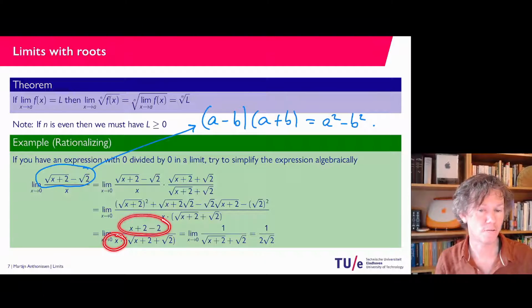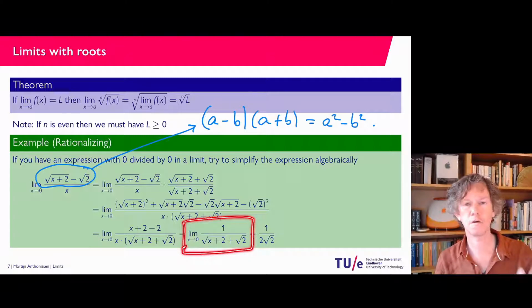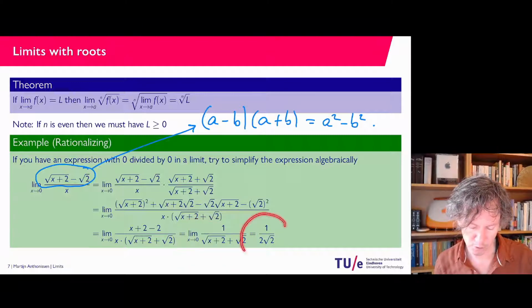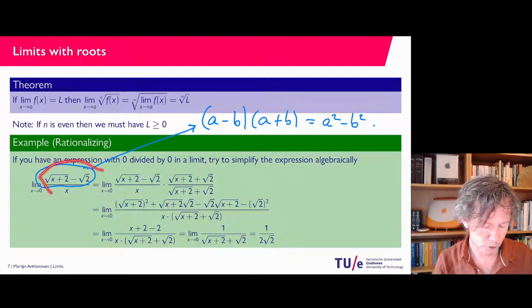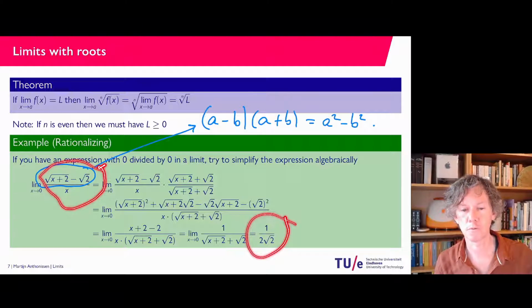So I can divide by x. It's the limit of x tending to 0, so x is close to 0, not equal to 0. So I can divide that out. And then I have this limit. So I have rewritten, I've just done a ton of steps to rewrite this limit. And now I can simply plug in x equals 0. Because if you do that, then we find this number here, and apparently that is the limit. So indeed, if you would plot this expression close to 0, you would see that the values get close to 1 over 2 times square root of 2.